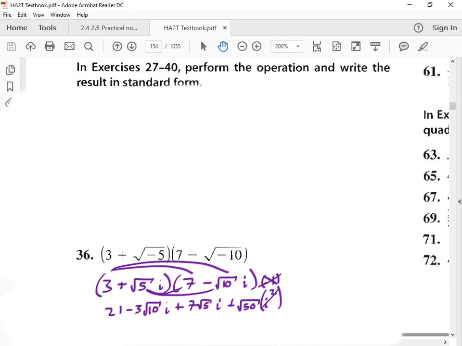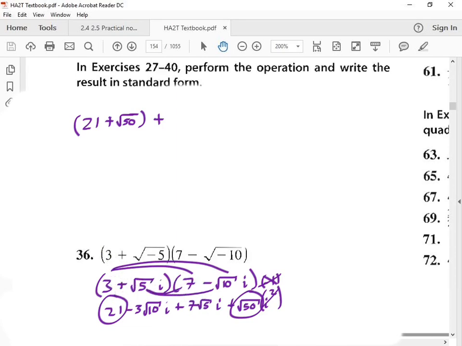Now let's simplify. The first thing I'm going to do is look at the real numbers, and those are the numbers that have no i attached to them. Can I add 21 and rad 50? Nah. I'm going to have to simplify that rad 50 in a minute. So let's just go 21 plus rad 50. We'll simplify that in a minute. And then we're going to add the imaginary parts.